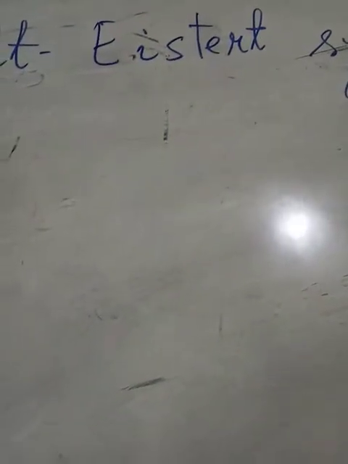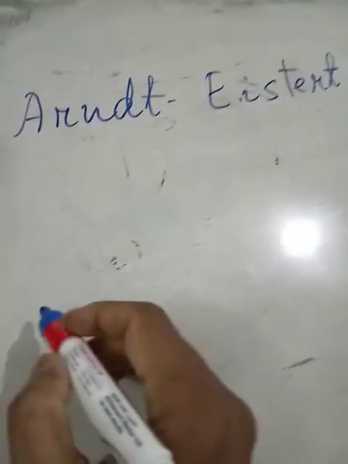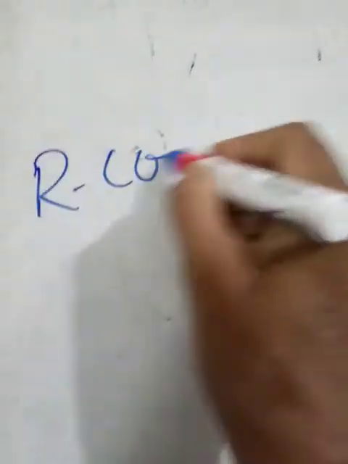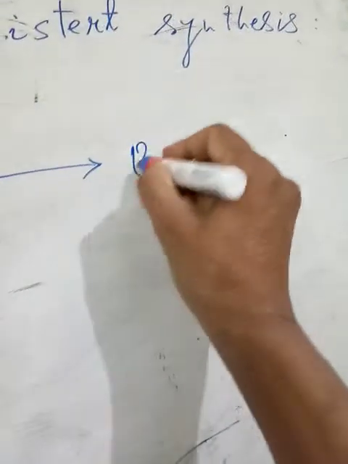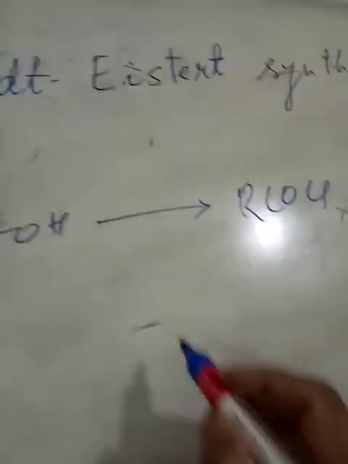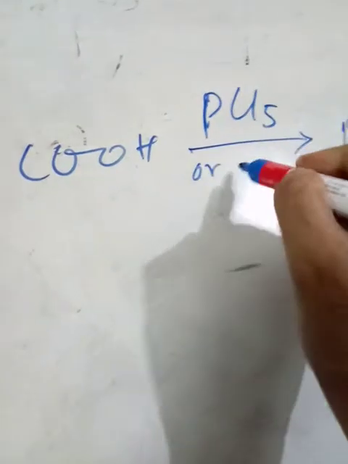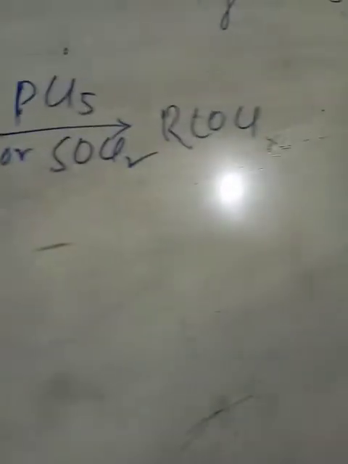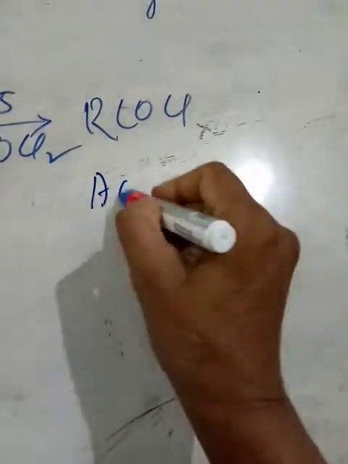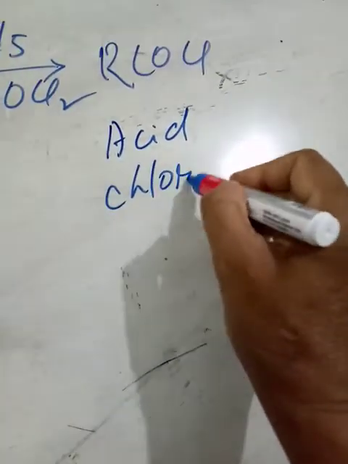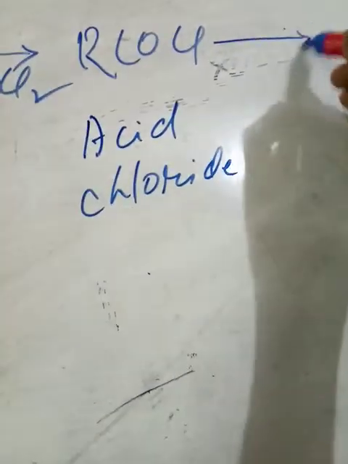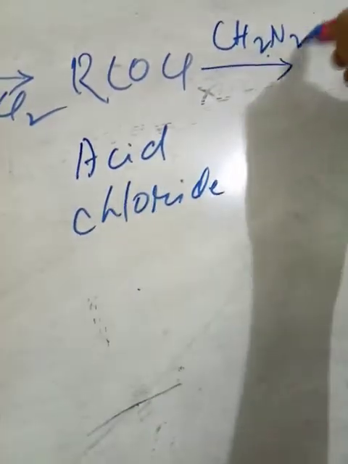Next, higher member. For this, say we are taking an acid RCOOH. Then it has to be converted first to acid chloride RCOCl. For this, you have to add either PCl5 or thionyl chloride. This is acid chloride. This acid chloride is treated with diazomethane.